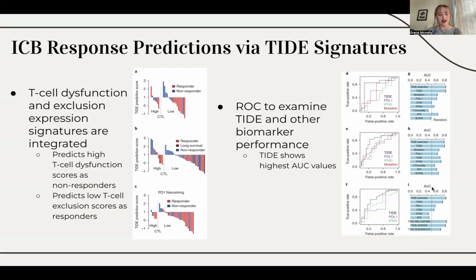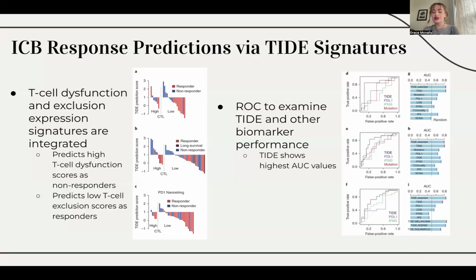Tumor expression and patient outcome data was collected on melanoma tumors. Tumors were divided into either high or low CTL levels. The TIDE prediction scores were obtained from the previous Pearson correlation between T cell dysfunction and T cell exclusion. The waterfall plot shown in figures A through C show TIDE prediction scores across each tumor, with red indicating the patient responded to therapy and blue indicating the patient did not respond to therapy.